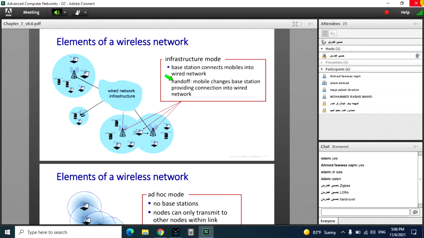Okay? What is handoff or handover? Handoff or handover means that I'm connected to an infrastructure, and while I'm connected to that infrastructure, I'm moving from one network to another network. So I have to change my base station to a new one in the new network. We call it handoff or handover. Changing the base station while I'm connected to the internet. It means that during the handoff or handover, I must not disconnect the connection. I should keep the connection while I'm doing handoff. Okay, I must keep the connection.